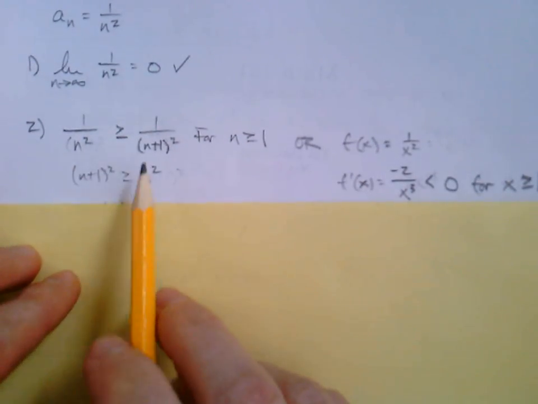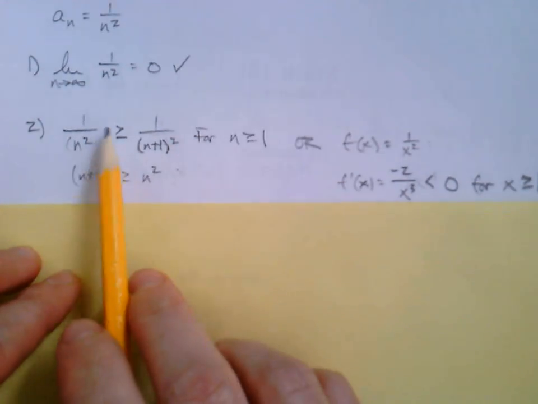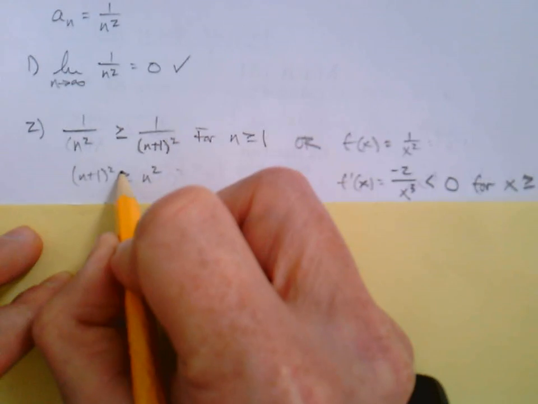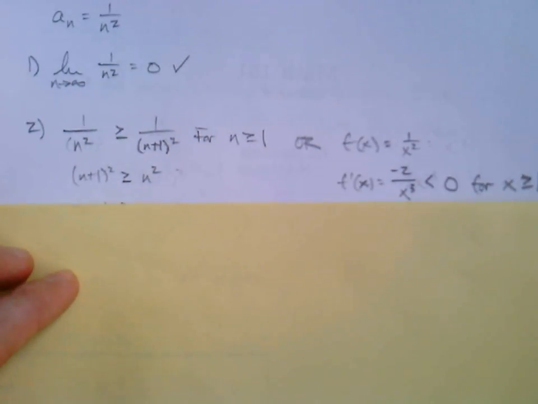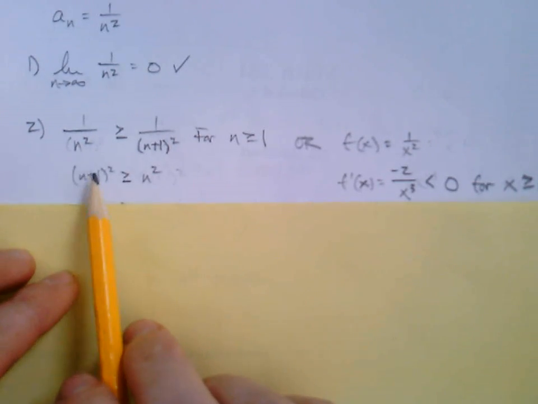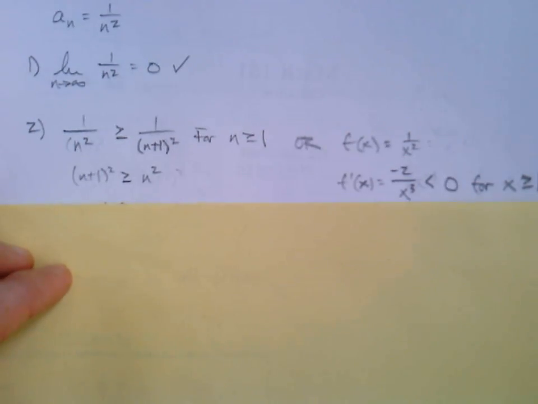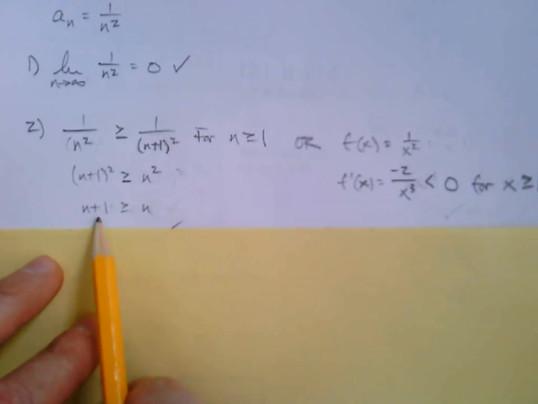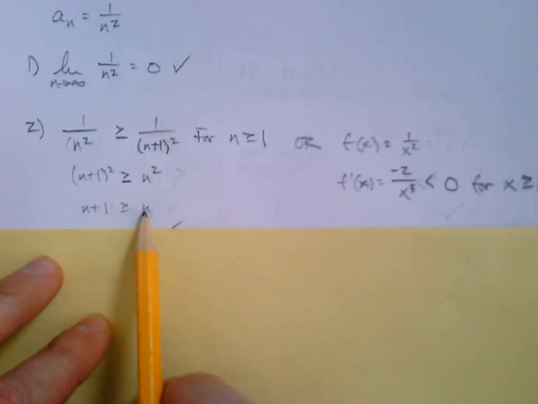Now, what did I do here? I cross-multiplied. I took that, multiplied it by the 1. I took n squared, multiplied it by the 1, and got this. Okay, how is that helpful? I'm going to FOIL, or do I square root? Maybe I square root both sides. Yeah, let's just square root both sides. So n plus 1 greater than or equal to n.